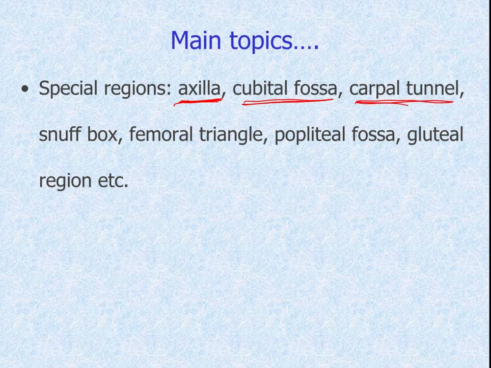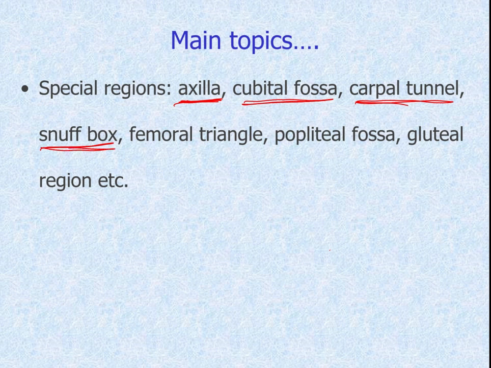Then the other area in the upper limb is the carpal tunnel. We call it a fibro-osseous tunnel, because on one side you get carpal bones, you know what are carpal bones, and on the other side you get fibrous tissue, you call it flexor retinaculum. Then there are certain structures passing through this fibro-osseous tunnel. And you know there are clinical implications of that. These structures can get compressed. So that is carpal tunnel. Then there is a snuffbox, you call it anatomical snuffbox, an area behind the root, the base of the thumb. There is a little bit of clinical importance there as well.